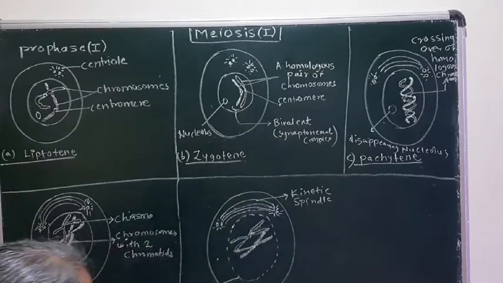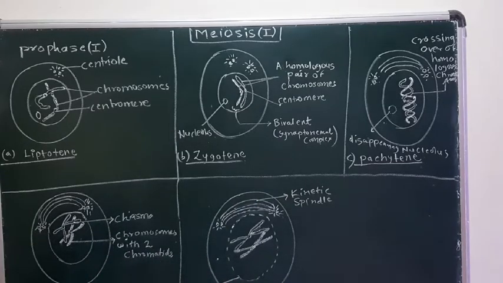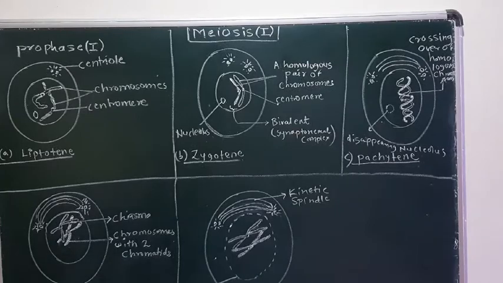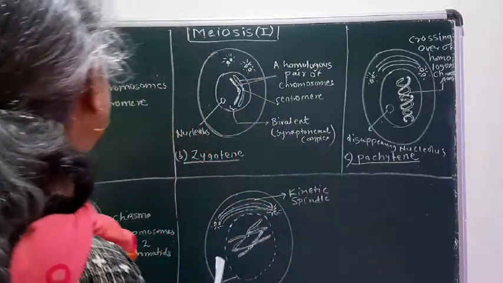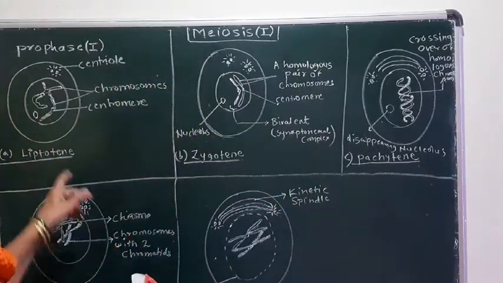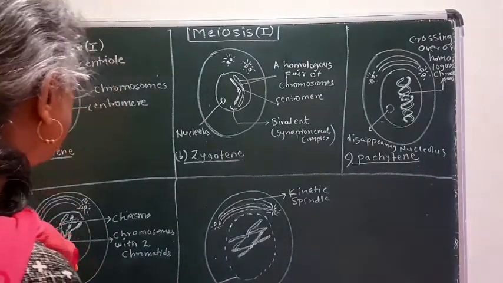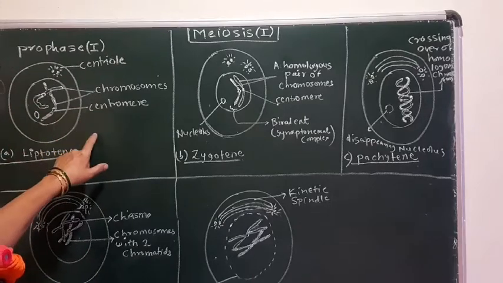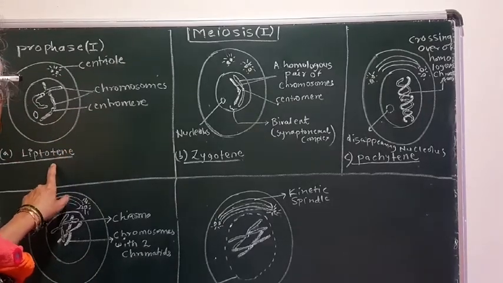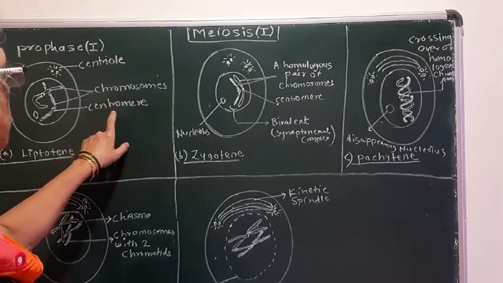Followed? So first, the phase in meiosis 1 is the leptotene. In leptotene only the condensation of chromosomes occurs and they become compact. That is the thing that happens in leptotene. Followed? Only the condensation of chromosomes.